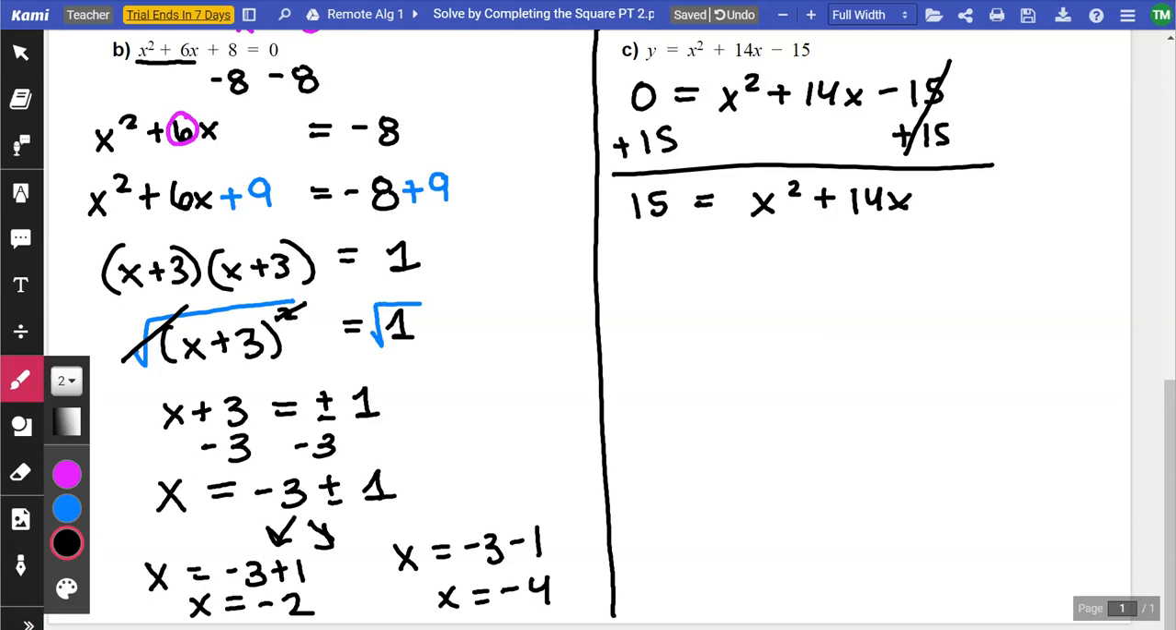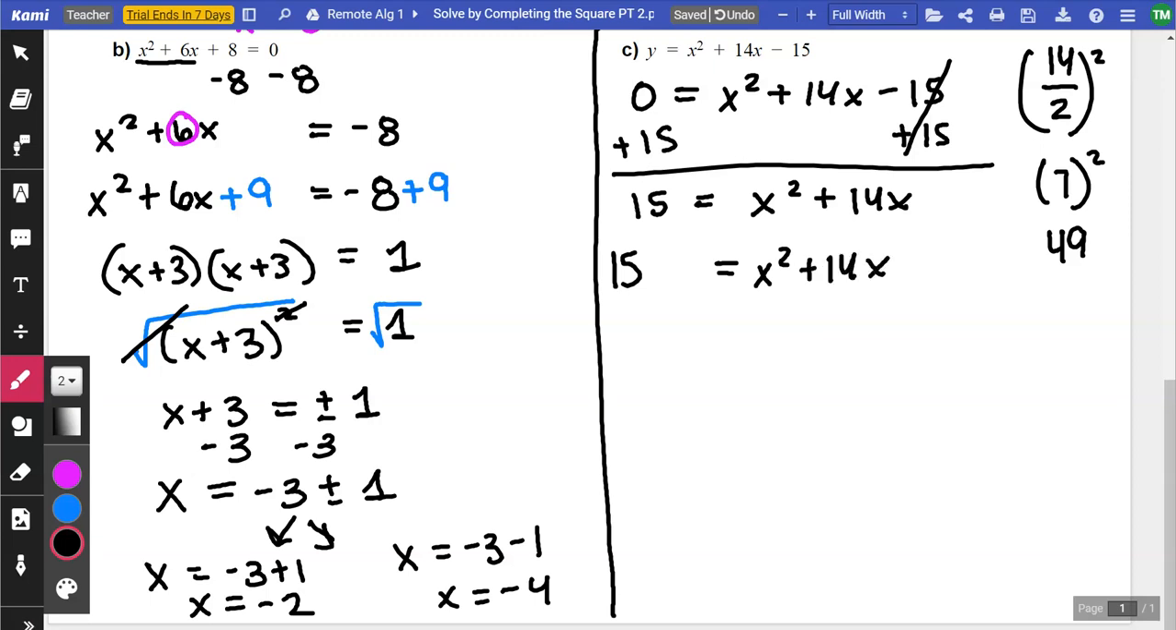Then we need to take b, divide it by 2, and square it. So we're going to take b, which is 14, divided by 2, and square. So 14 divided by 2 is 7. 7 squared is 49. Now we're going to add the 49 to both sides. 15 plus 49 is 64.